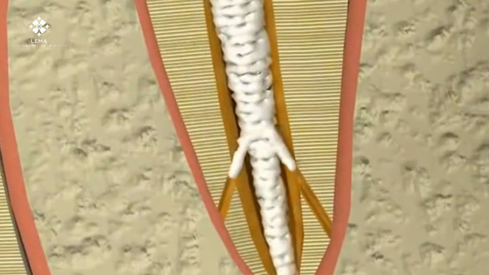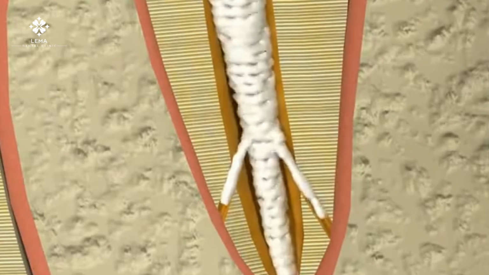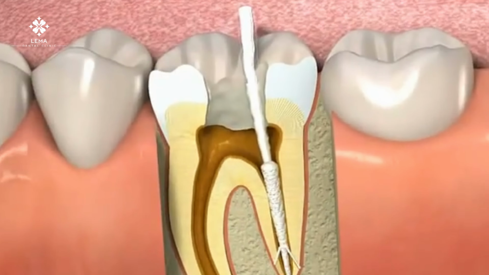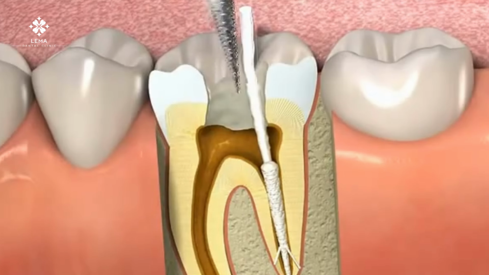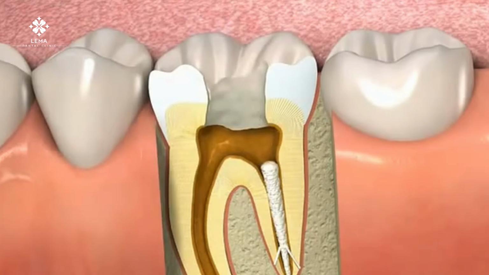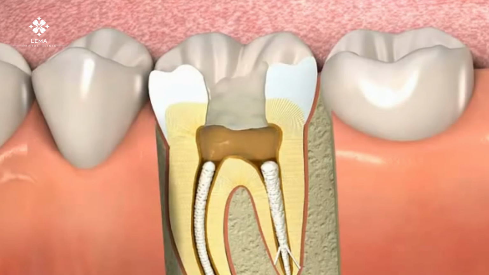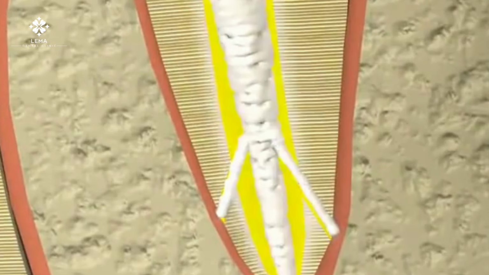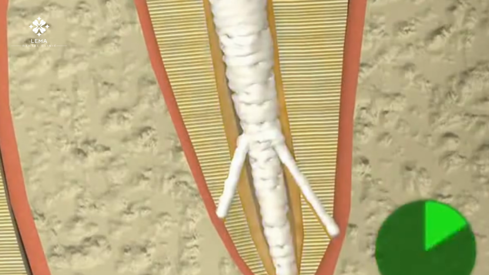The dentist will make a small opening in the top of the tooth to access the pulp and remove the infected tissue. Step 4. Cleaning and shaping. Once the infected pulp is removed, the area is thoroughly cleaned and shaped to prepare for filling. Step 5. Sealing the tooth. The cleaned space is filled with a biocompatible material called gutta percha, and the opening is sealed. Step 6. Final restoration. After the root canal is complete, the tooth will need to be restored with a filling or a crown to protect it from further damage and restore its function.